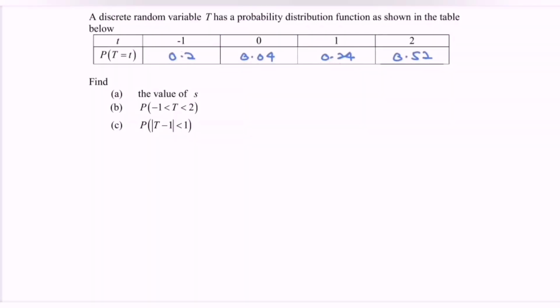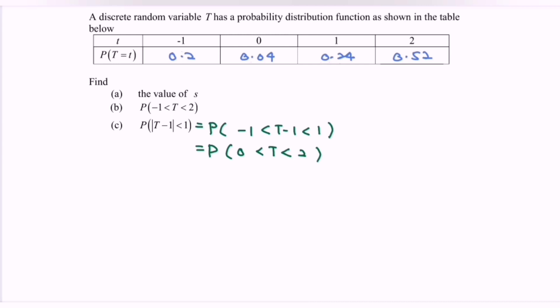Continue. Kindly refer to C. The probability that the modulus of t minus 1 is less than 1. So kindly define the situation. In here, we have the OR case, where we have t minus 1 greater than negative 1, following the definition of the modulus. Next, we have less than 1. Kindly simplify the situation, so we have t greater than 0 and less than 2.